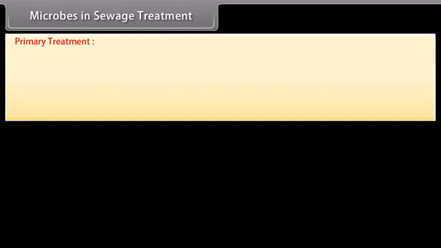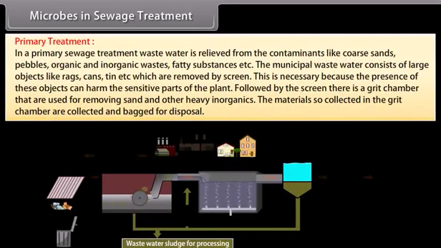Primary treatment. In a primary sewage treatment, wastewater is relieved from the contaminants like coarse sands, pebbles, organic and inorganic wastes, fatty substances, etc. The municipal waste water consists of large objects like rags, cans, tin, etc., which are removed by a screen. This is necessary because the presence of these objects can harm the sensitive parts of the plant.